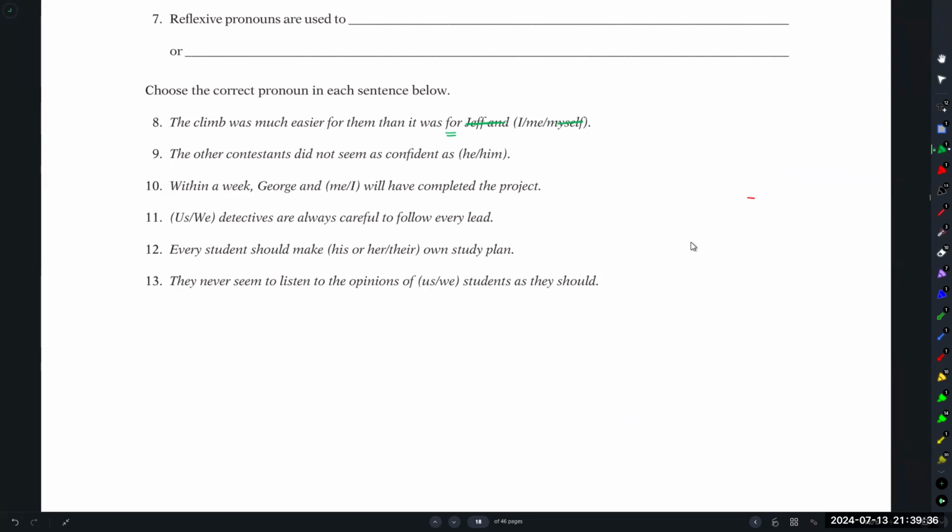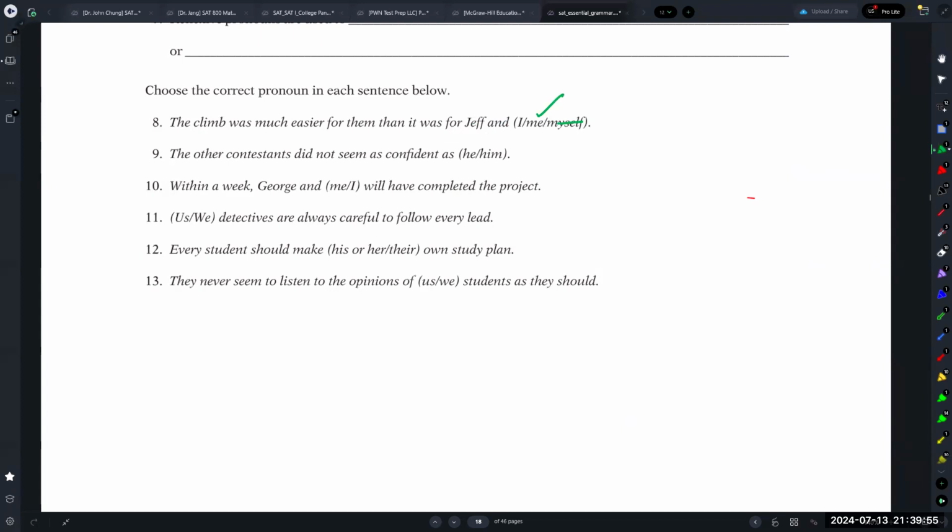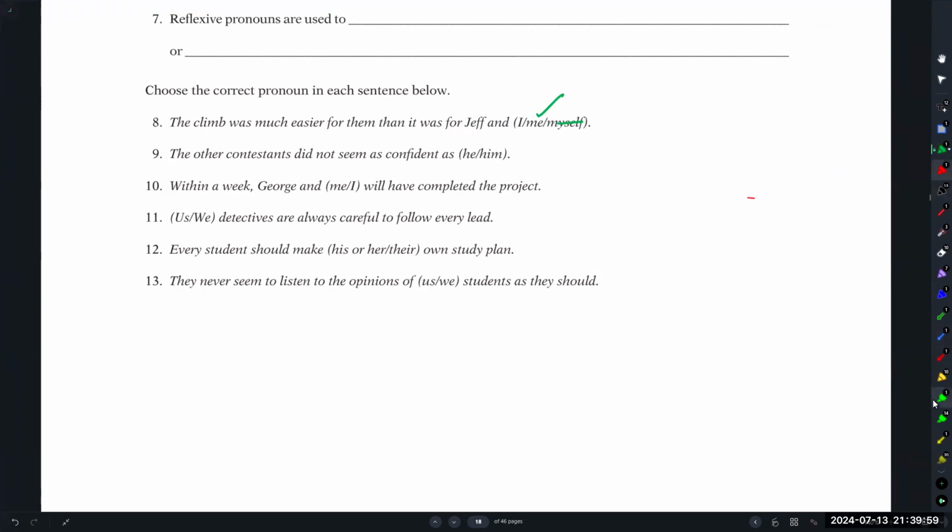Yeah. So now you see it: when you kicked out Jeff, that's where it became simpler. So the climb was much easier for them than it was for Jeff and me. Fixed, Khadija? By ignoring Jeff, you're able to pinpoint what should go there. So for Jeff and me, okay? What about 9?